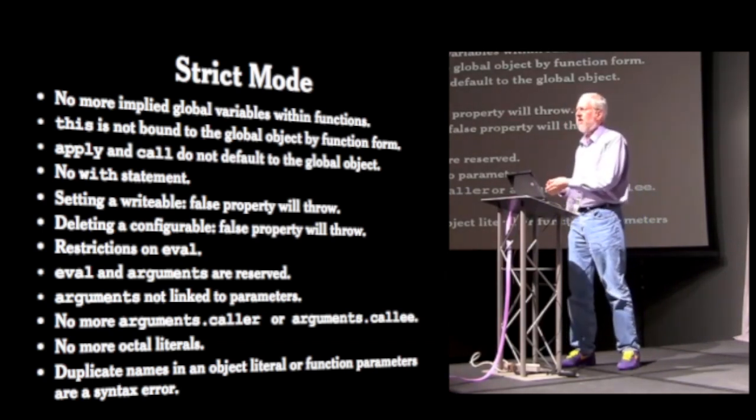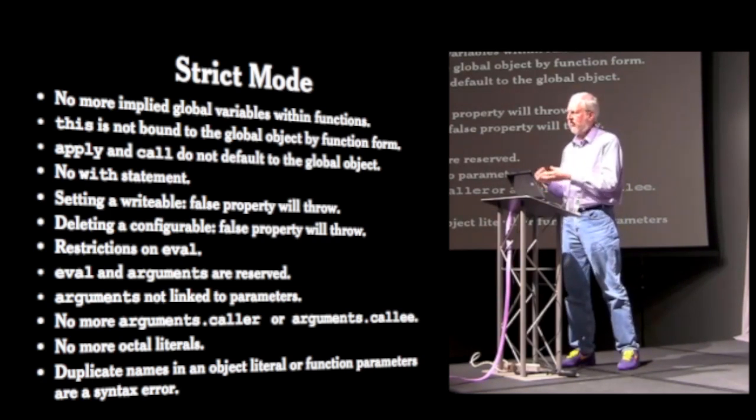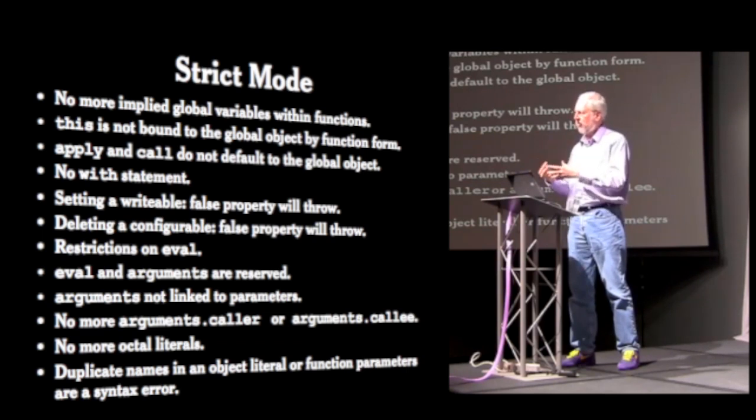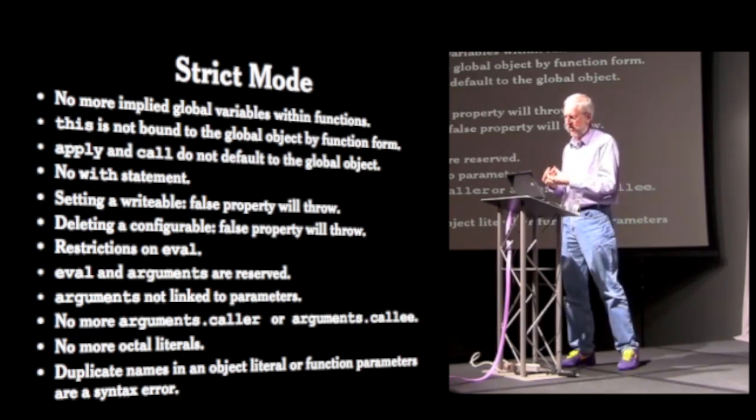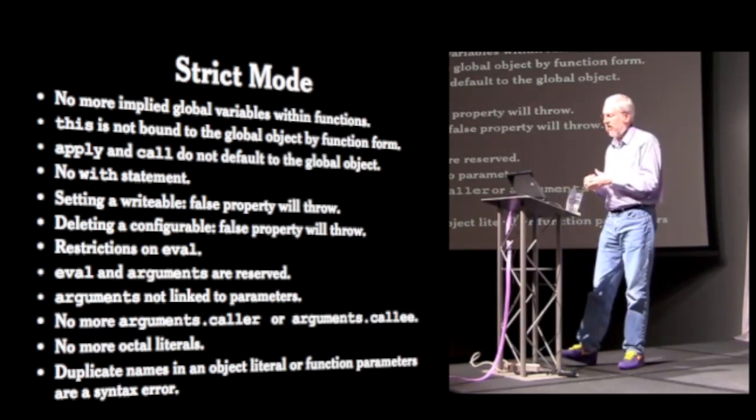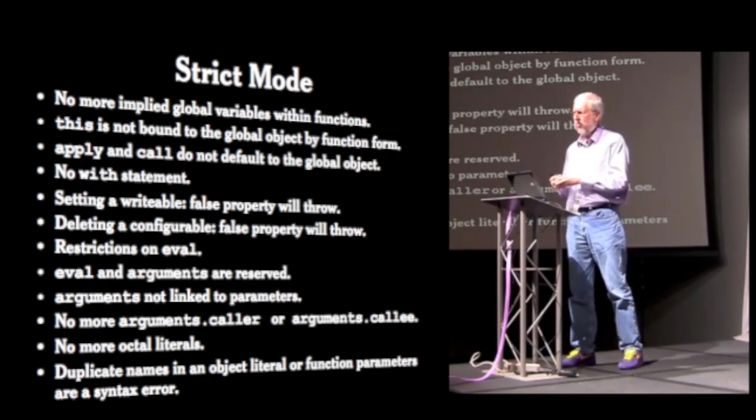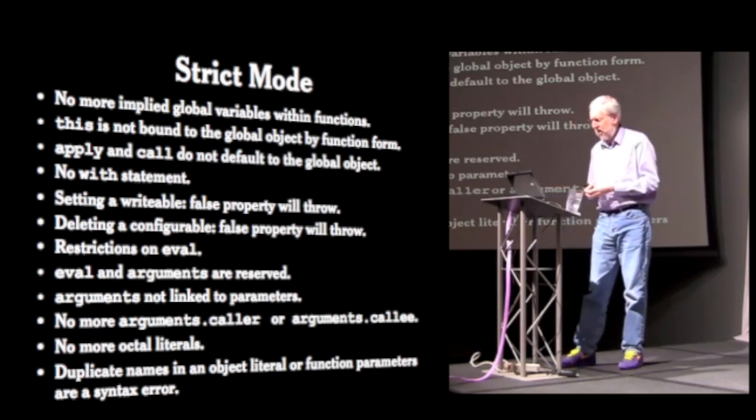There are restrictions on eval now. So eval does not get access to the function's context. So you cannot create variables. You can't violate the security of the function that called eval. That's great. Eval and arguments now act as reserved words, so you can't have variables with those names.